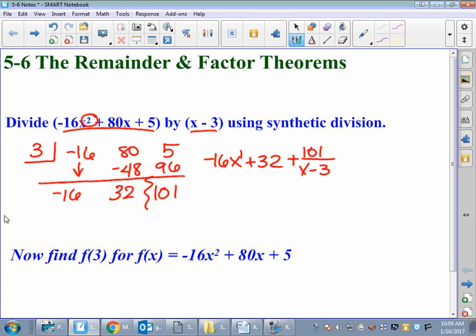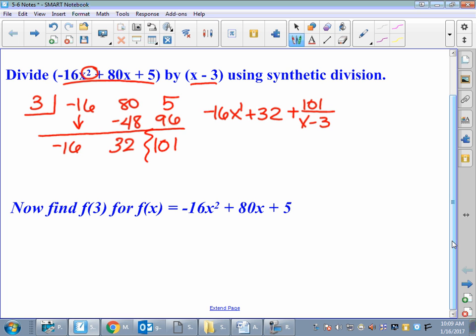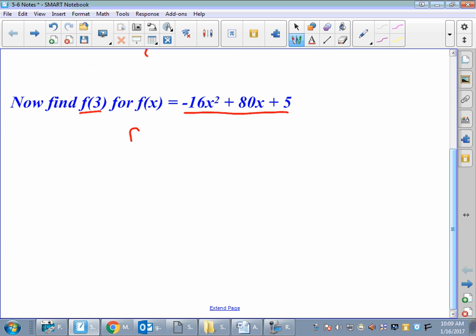So now we're going to change gears just for a second and review the concept of finding a value of a function, f of 3. So using function notation, I'm going to plug 3 into that same polynomial. If you look at this polynomial here, it matches the one from above, and coincidentally, the f of 3 matches the number that we divided by up above.